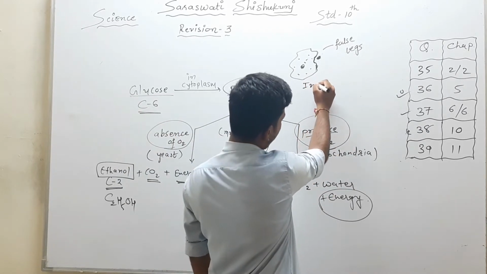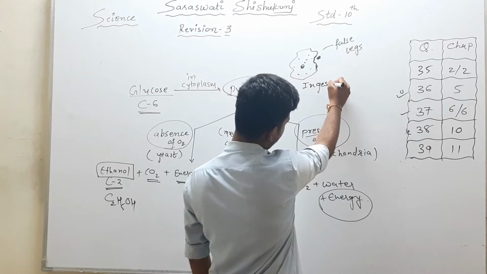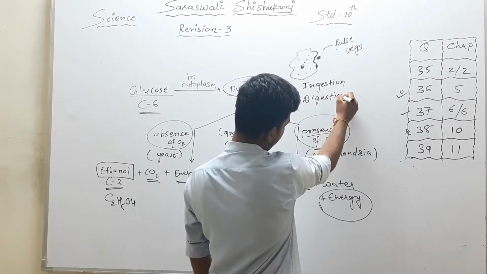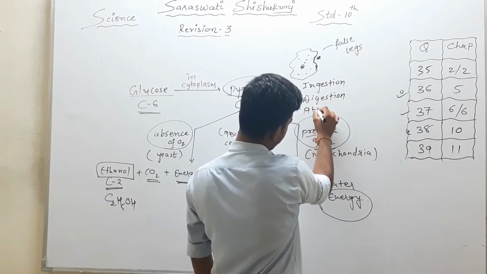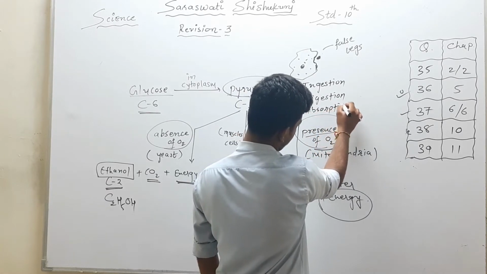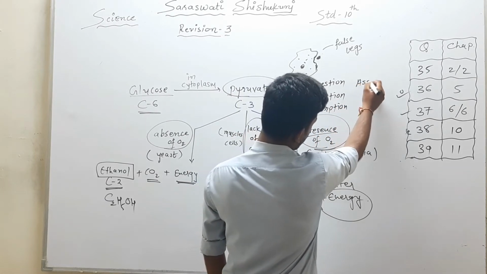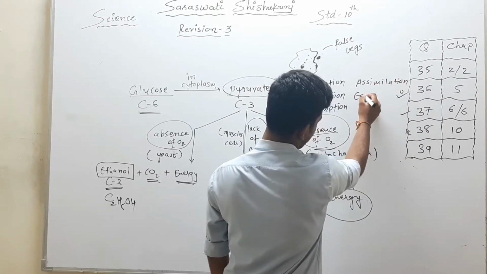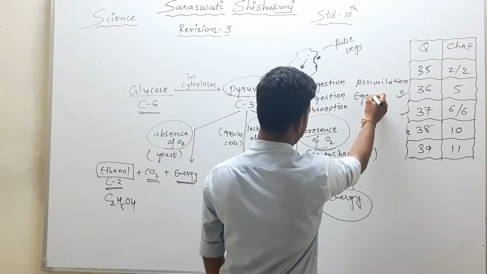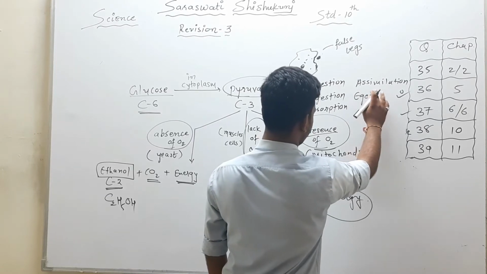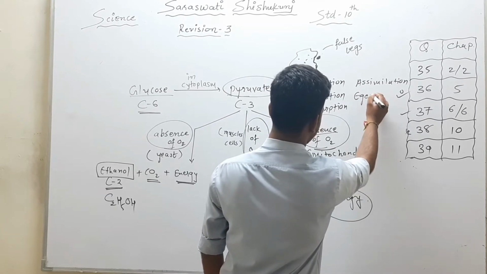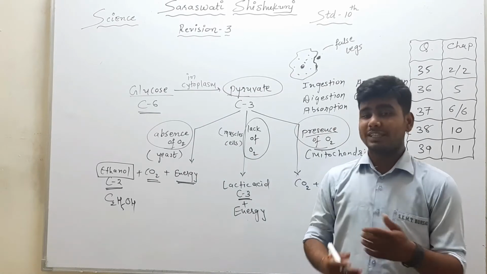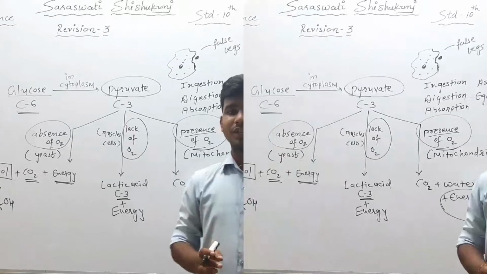So beta, we can understand it by ingestion, digestion, absorption, assimilation, and egestion. Okay, so this way we can also understand the nutrition in amoeba.